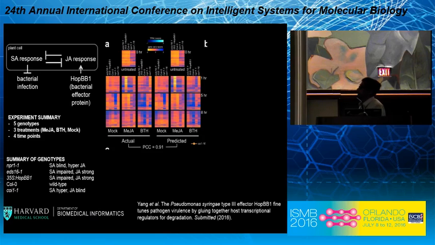And so the first thing we looked at was a global picture of this entire experiment. Here, samples are blocked off by the treatments, and then by time, and then individually by columns, which represent the genotypes. And each row represents the 150 transcriptional programs that are comprehensive of the Arabidopsis transcriptome. And again, you can see between actual and predicted expression, we do a reasonable job.